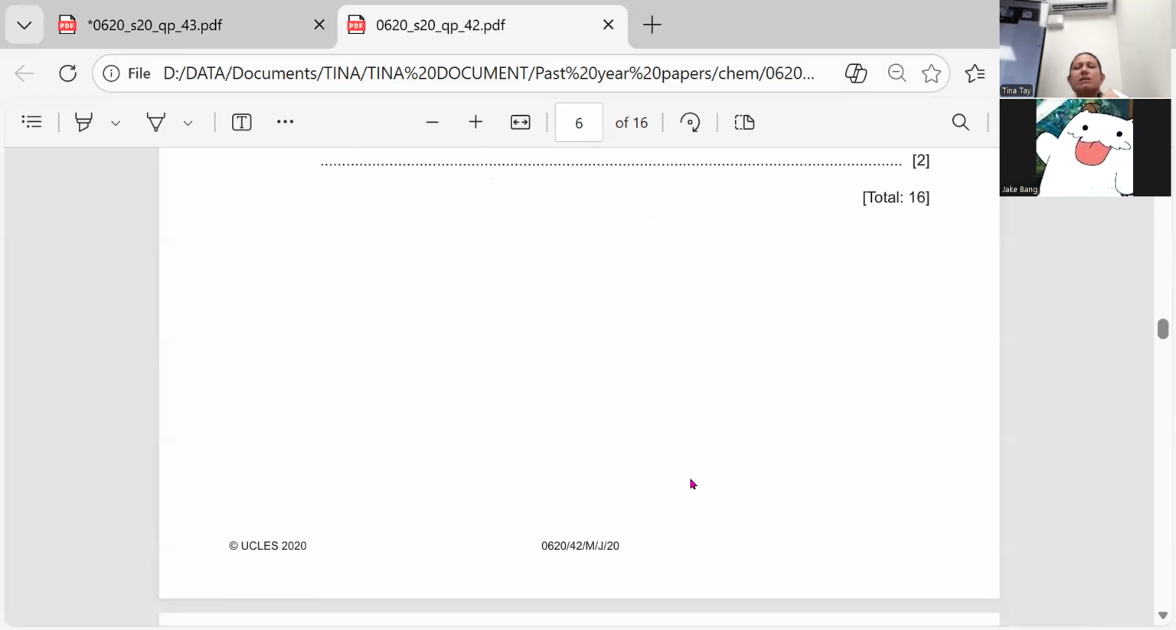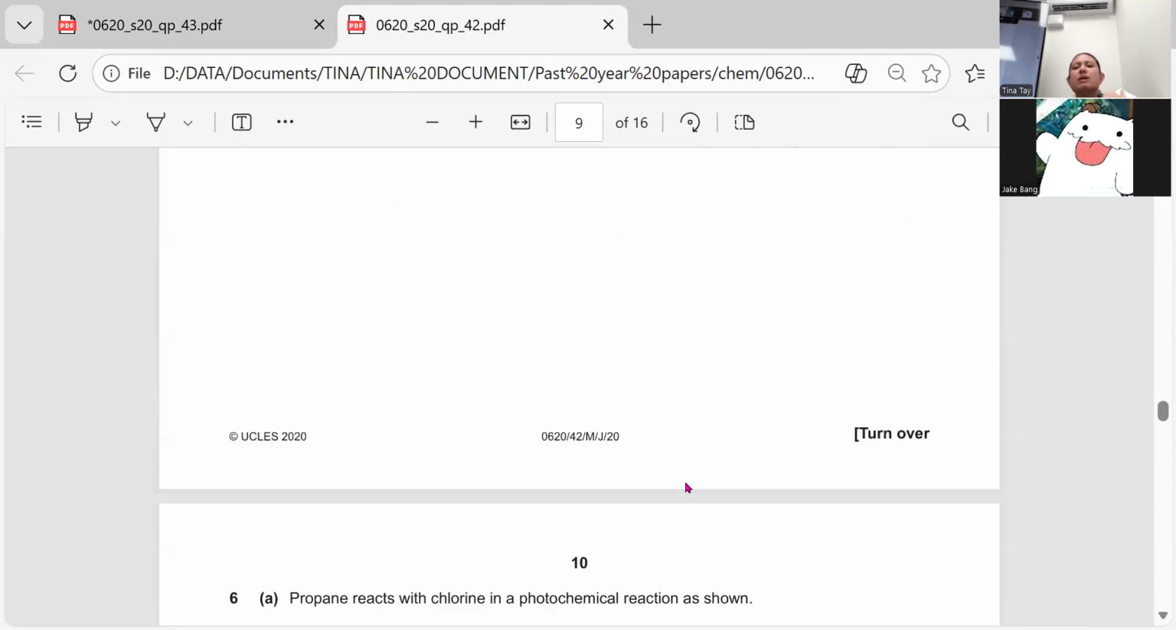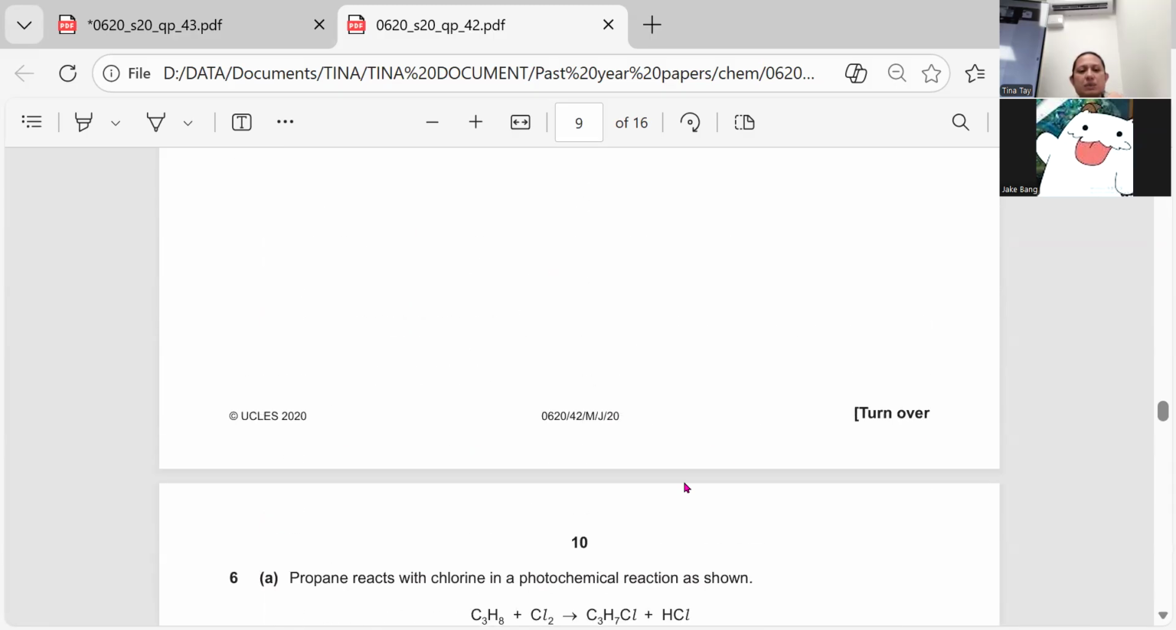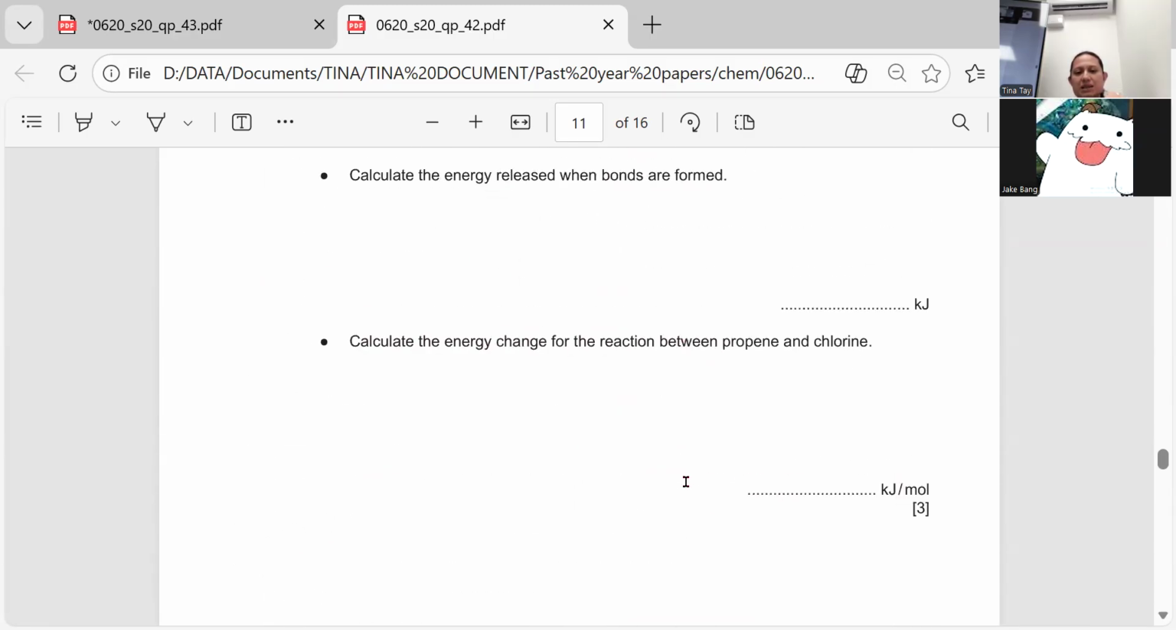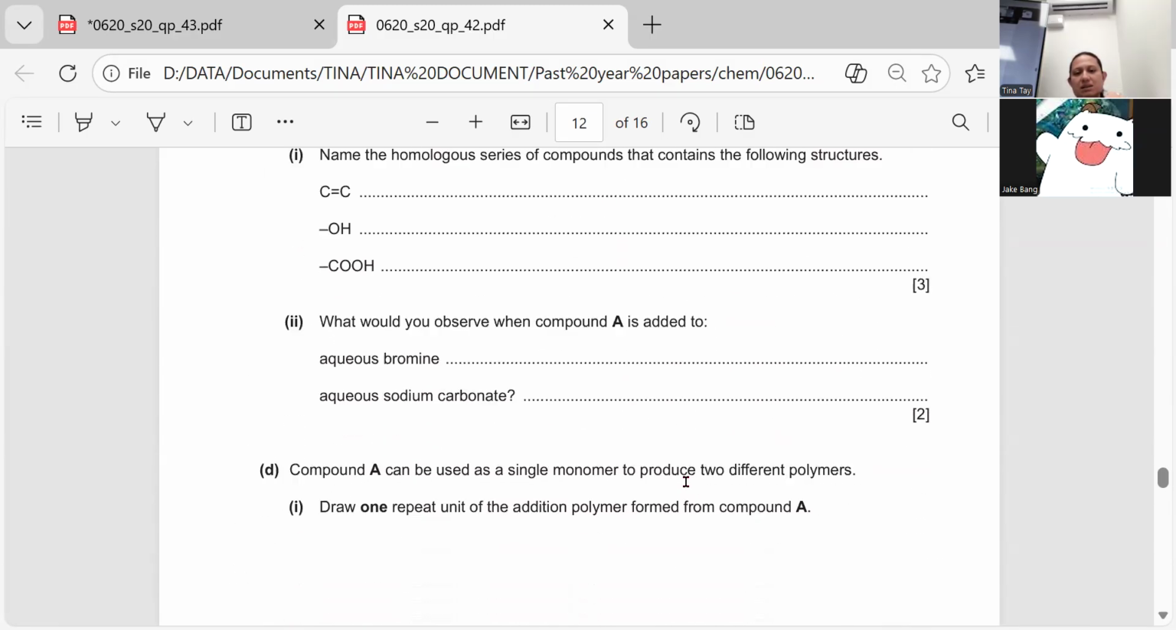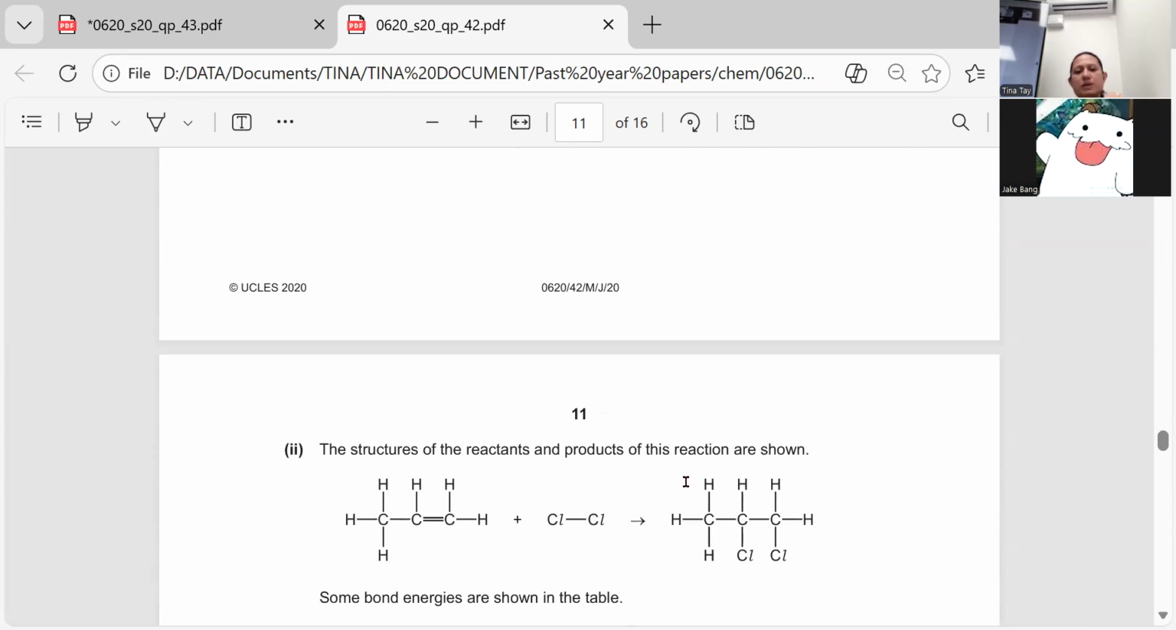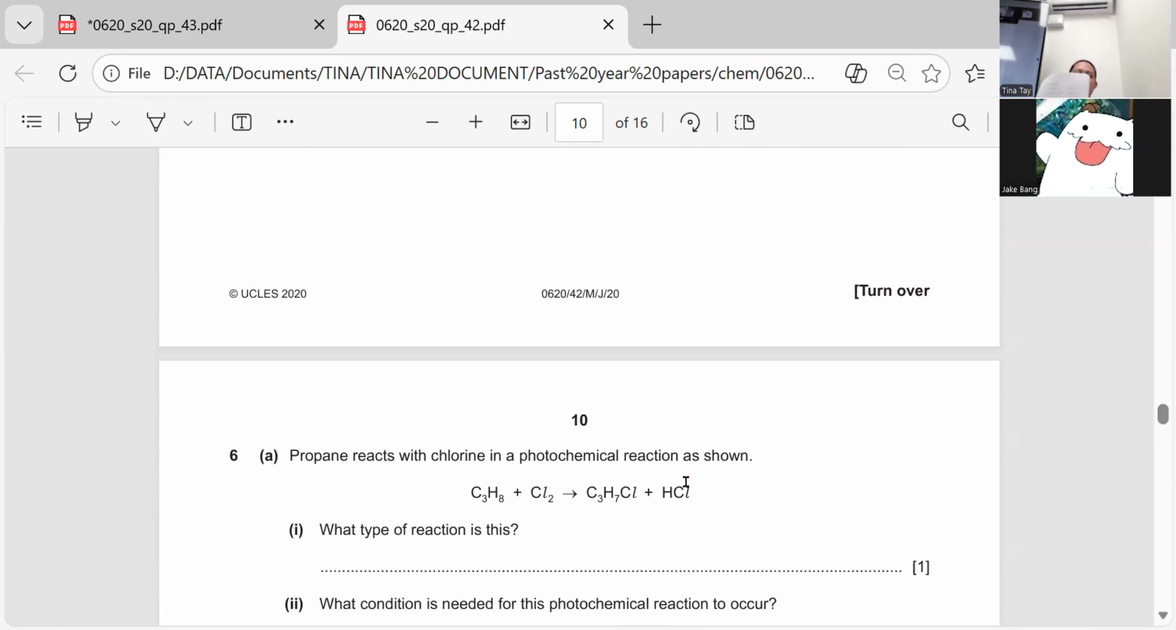I'm going to give you the second one. The rest you go home and do as homework. What I want you to do now is the one about organic chemistry, page 10. Just do from page 10 to the end first. Okay? Start with page 10.